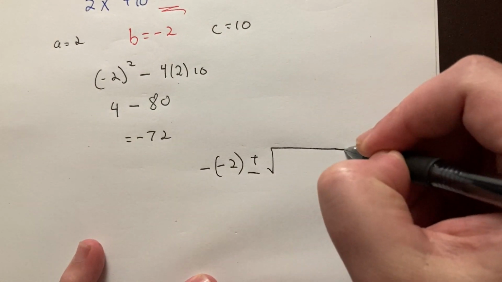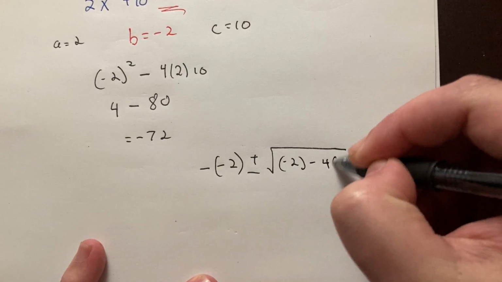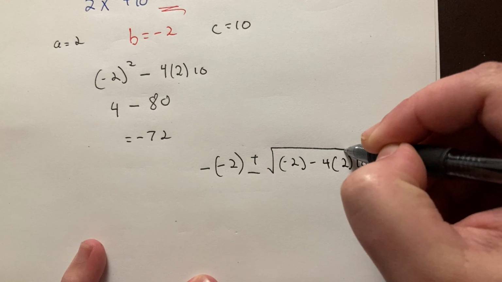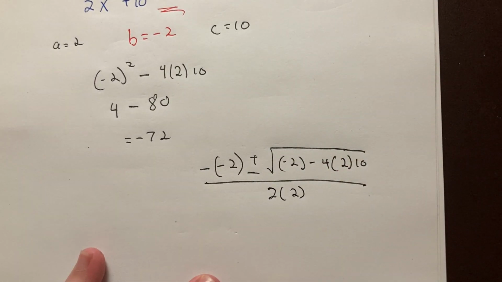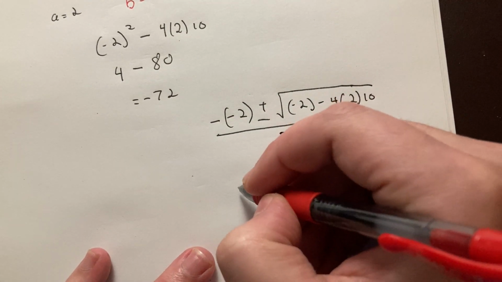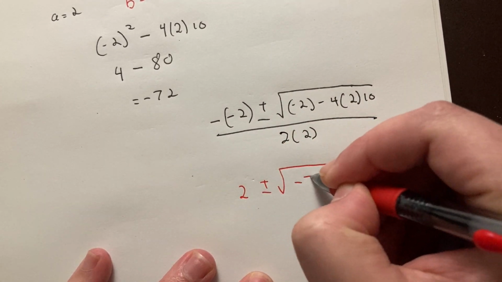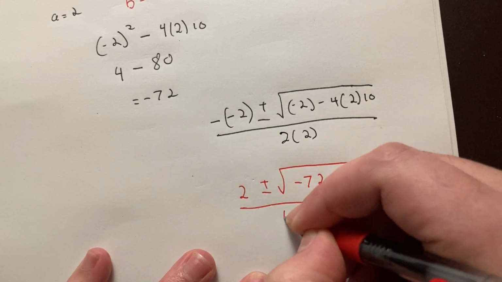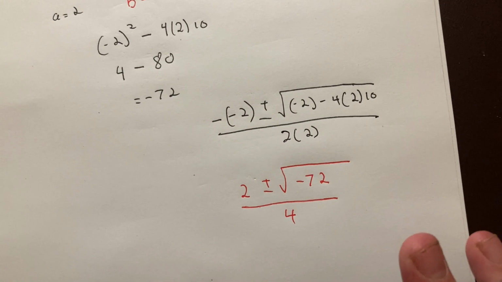Plus or minus the square root of -2 squared minus 4 times 2 times 10, all over 2 times 2. Negative -2 is +2, plus or minus the square root of -72 over 4. The square root of -72.